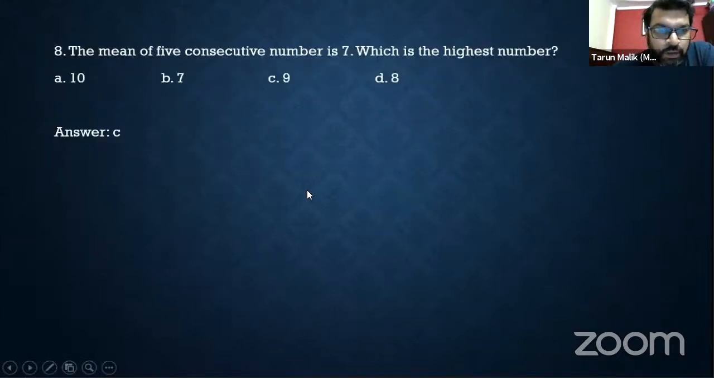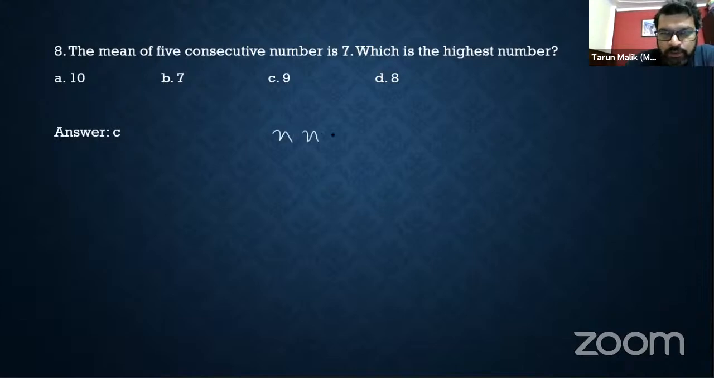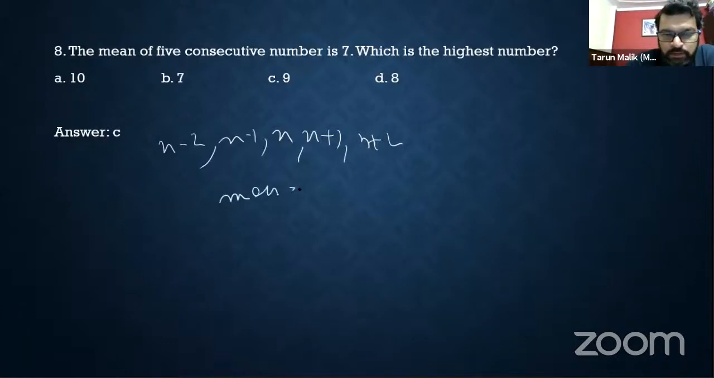Next, the mean of 5 consecutive numbers is 7. What is the highest number? Okay, so the normal approach is, you assume 5 consecutive numbers: n, n plus 1, n plus 2, n minus 1, and n minus 2. If you find the mean of this, plus 2 minus 2 will cancel out, plus 1 minus 1 will cancel out. You'll get 5n upon 5, that is n. So n is basically 7. So n plus 2 is 9.